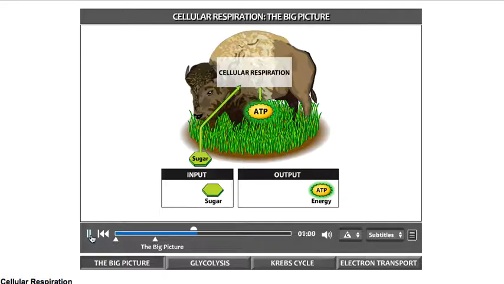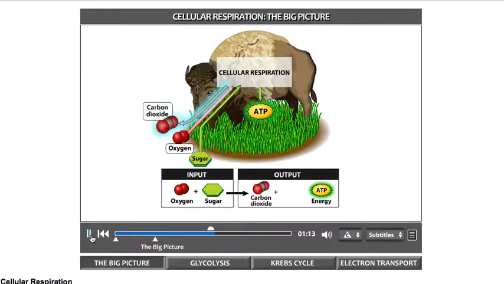This plentiful, readily available stored energy in ATP can then be used as needed to fuel the activities of the organism. Cellular respiration requires oxygen, which the animal inhales, and releases carbon dioxide, which the animal exhales. Water is also released during these reactions.